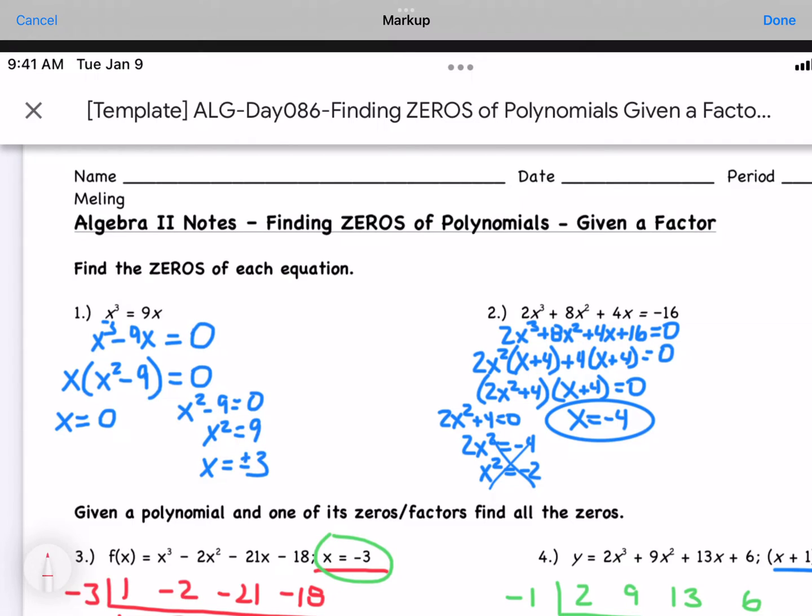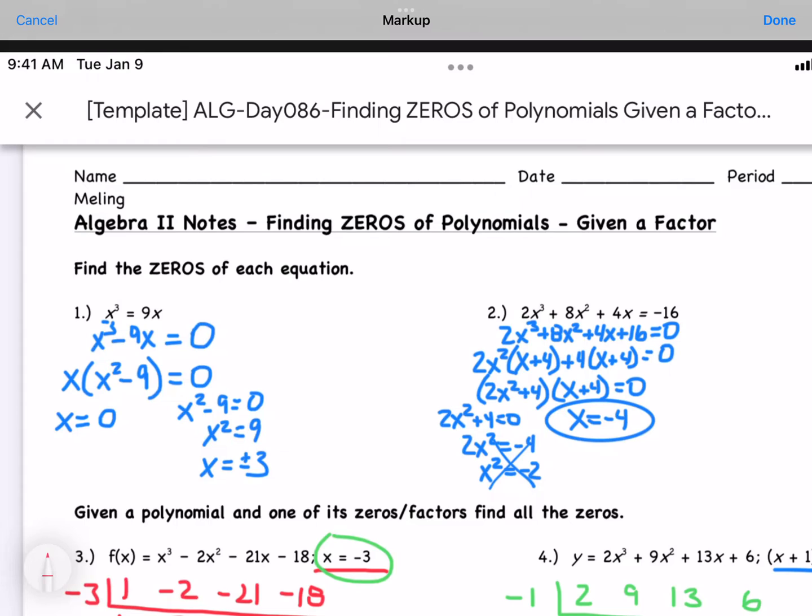All right, this is my second time trying to do finding zeros of polynomials given a factor. As you can see, I've already worked out everything, but I'm going to explain it a little bit. So for this first one, we have x cubed equals 9x. What I had to do was bring the 9x over, so that's why I subtracted it. And then I had to factor out the x, and then I could set x equal to 0 and x squared minus 9 equal to 0.